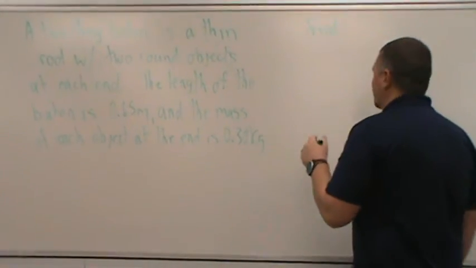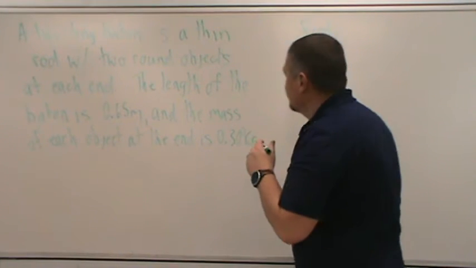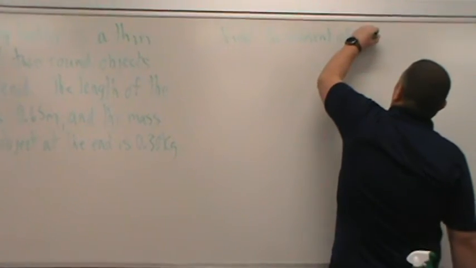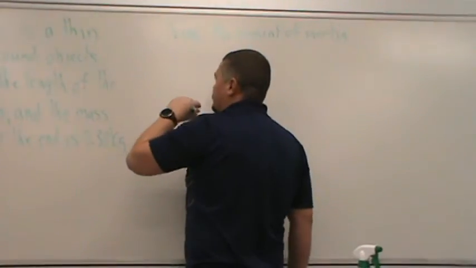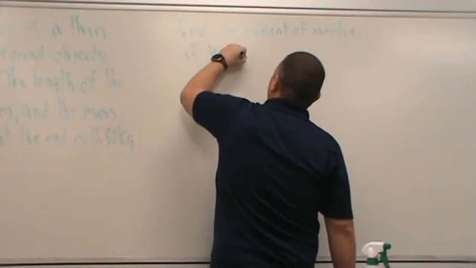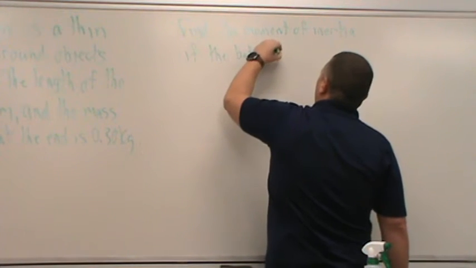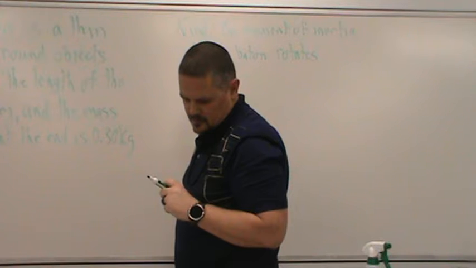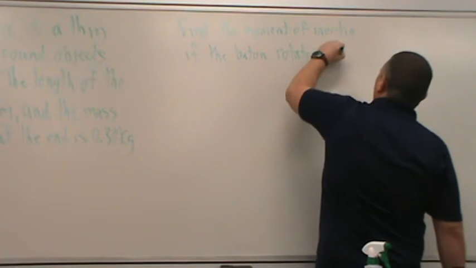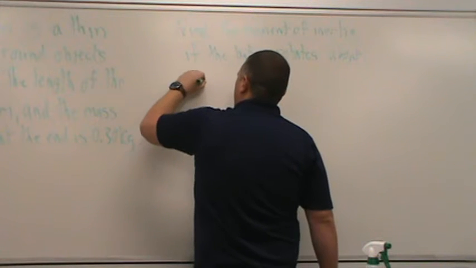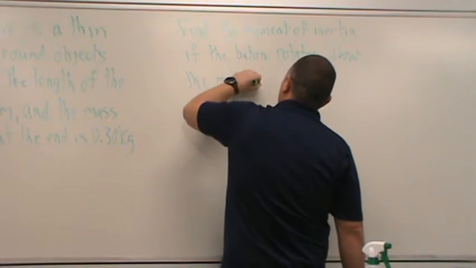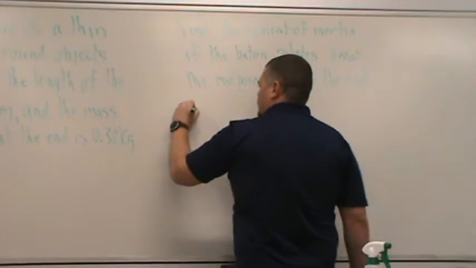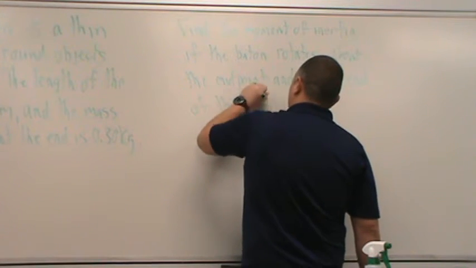All right, so what we're going to do is find the moment of inertia if the baton rotates about the midpoint and at the end of the baton.